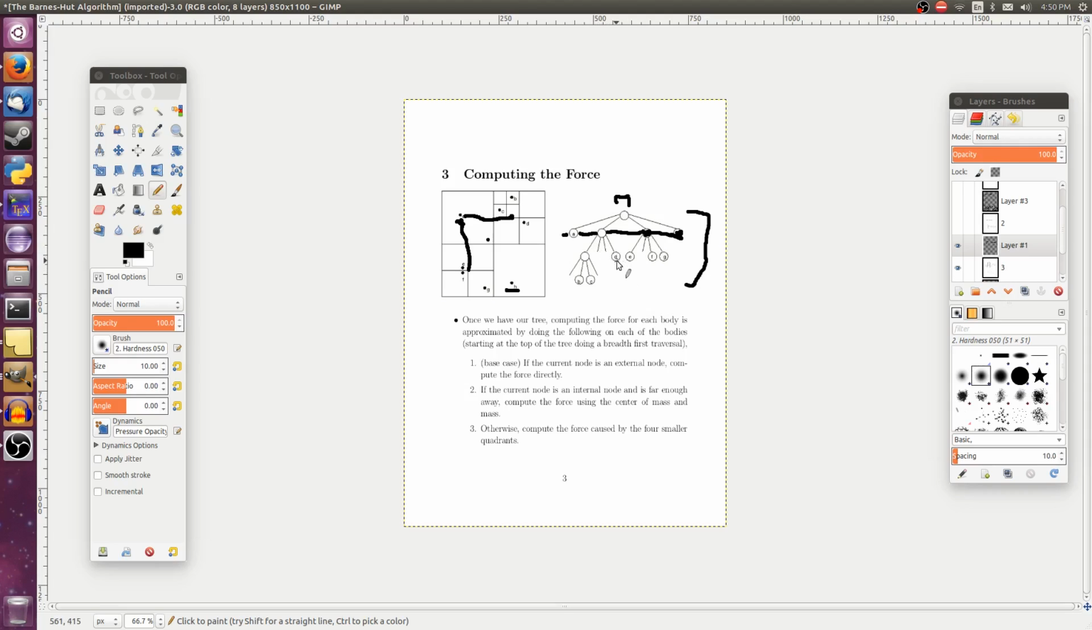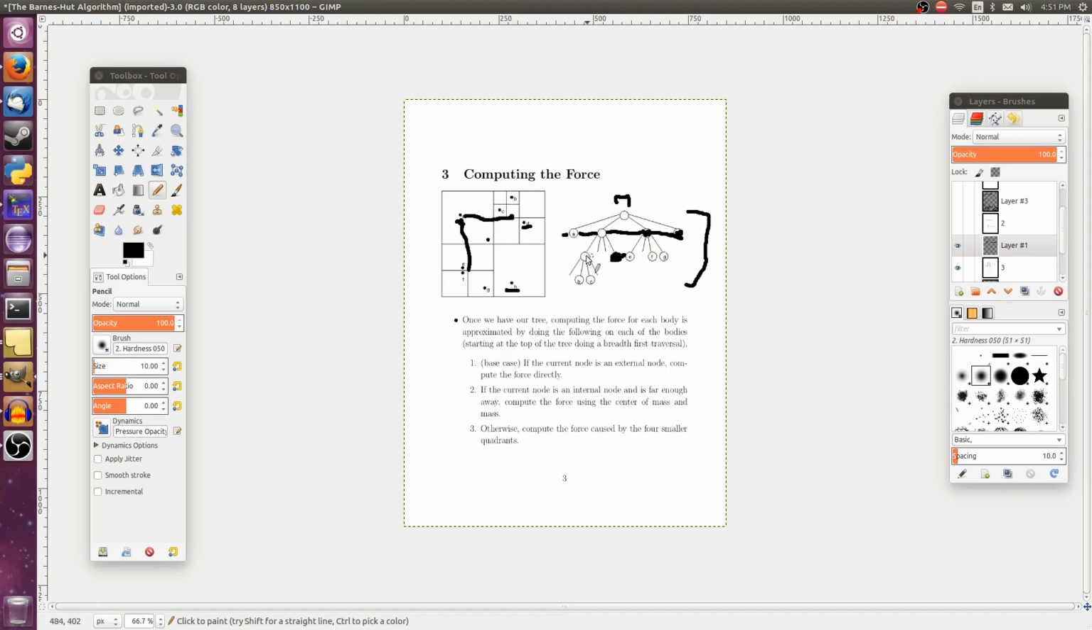And then, let's see, D. Well, D is all by its lonesome over here, in this cell right here. So we've reached the end of the line, and we just have to compute the force directly, which is our base case. So we would compute the force directly and add it to our net force. And then these are empty, so they're not going to cause a force.